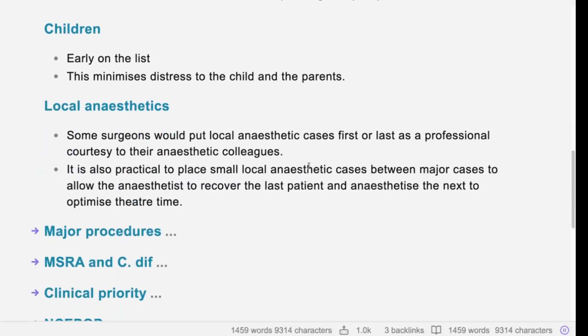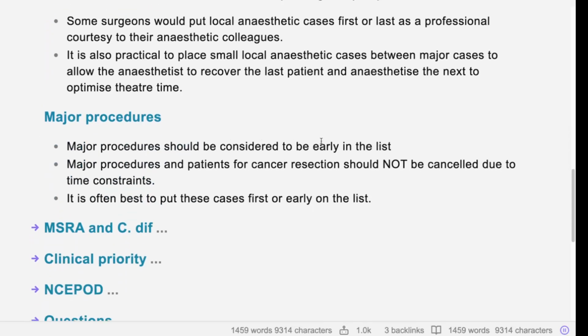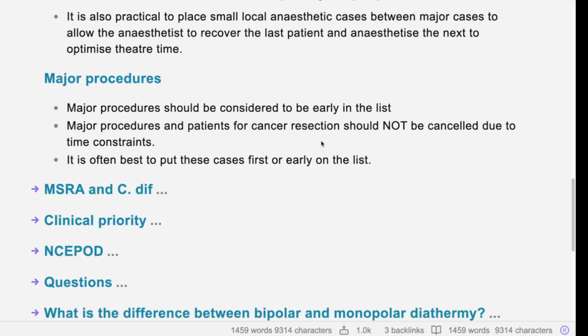If you have a surgery that will be done under local anesthesia, it might be sensible to put it between major cases. That will be some sort of a rest for our anesthetic colleagues. Major procedures should be considered early in the list because they might take longer, and it's often best to put these cases first because they can take longer and also shouldn't be cancelled.